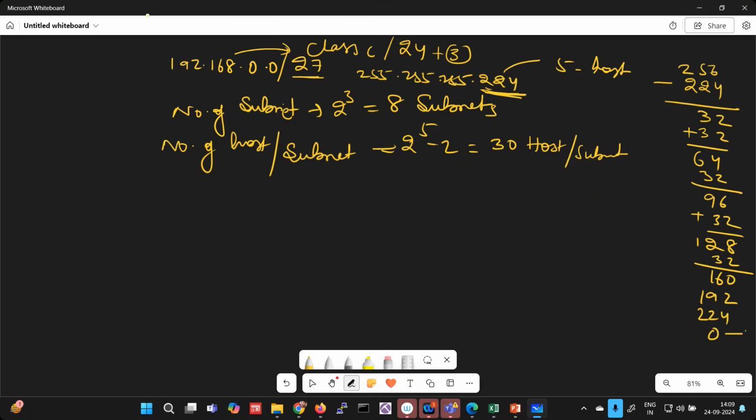So 0 will be the first subnet, 32 will be the second subnet, 64 will be the third subnet, 96 will be the fourth, then fifth, sixth, seventh, eighth. The last subnet will be 224. So we can write here first subnet, second subnet, third subnet, fourth, up to the 8th subnet.